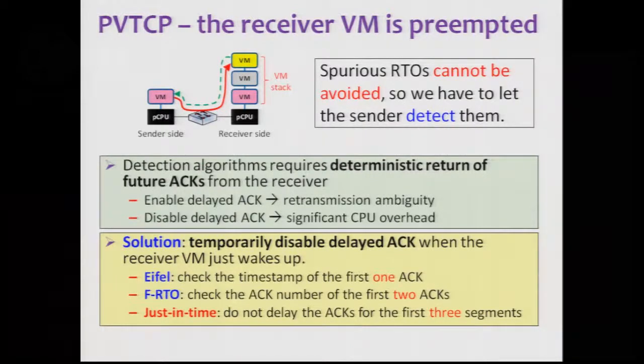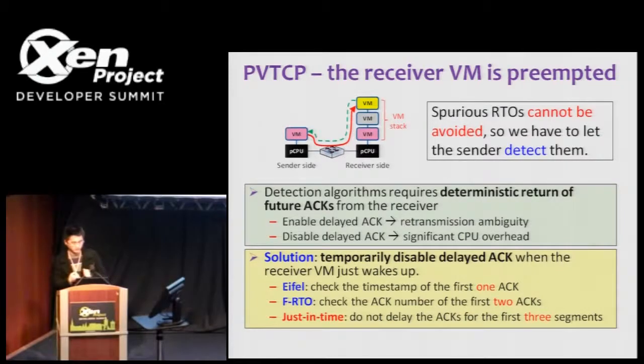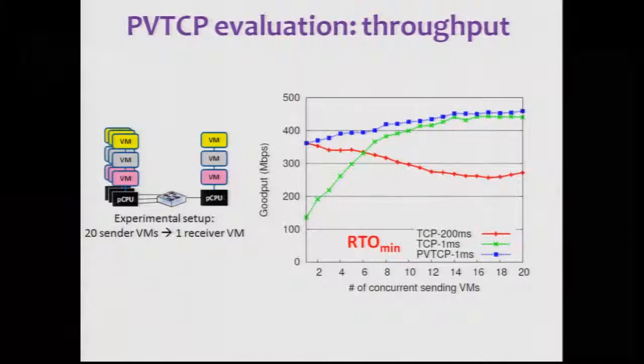We take two detection algorithms, Eifel and F-RTO. But Eifel requires the first ACK from the receiver after the RTO, and the F-RTO approach relies on two future ACKs from the receiver after the RTO happens. So in our approach, we return three ACKs after the receiver VM wakes up so that it can help both Eifel and F-RTO to detect spurious cases. Well, this is our evaluation.